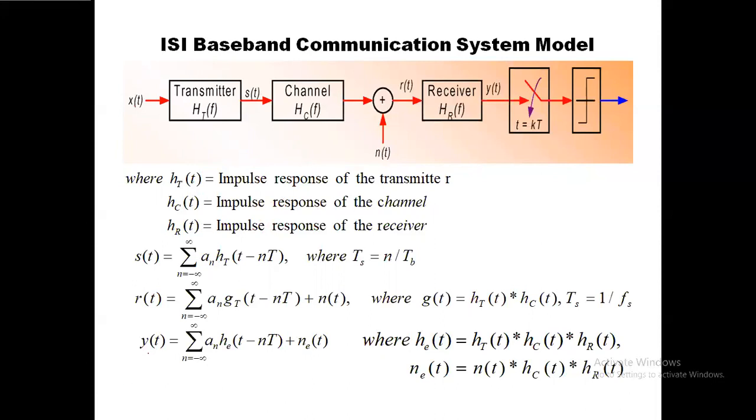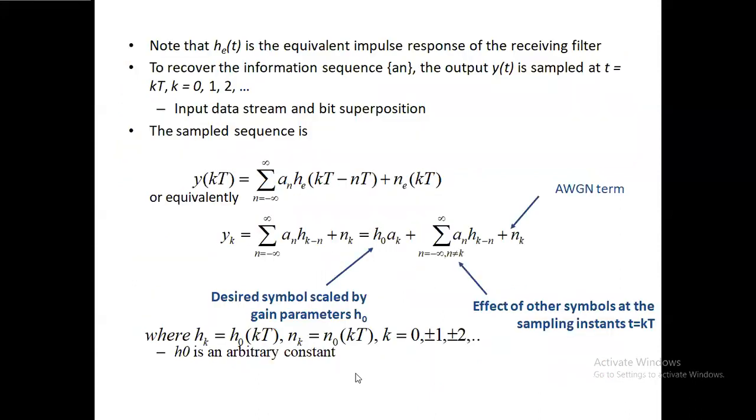And you can see that at the receiver output, we have this signal, and the equivalent impulse response is the convolution of the impulse response of the transmitter, channel, and receiver. And in fact, the noise is convolved over the channel and receiver response as well. So this is the equivalent noise. So we'll see. So h of t is in fact the equivalent impulse response of the receiving filter.